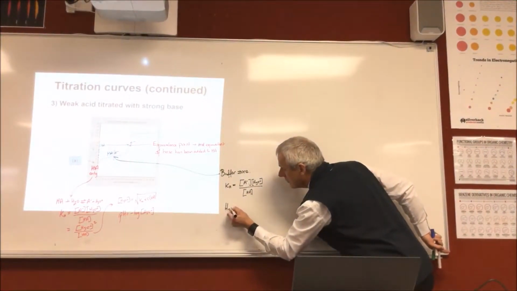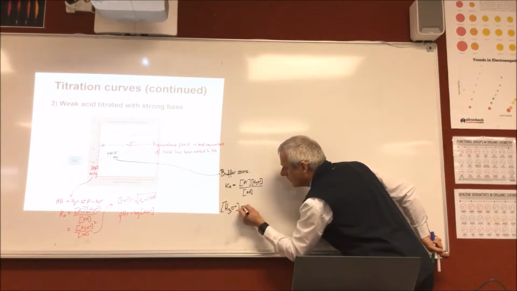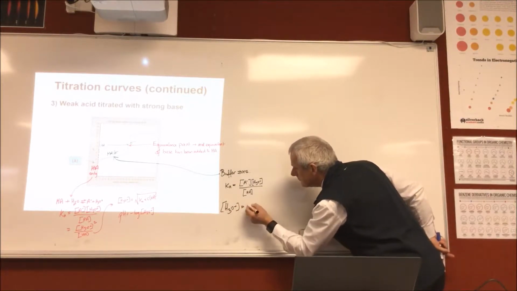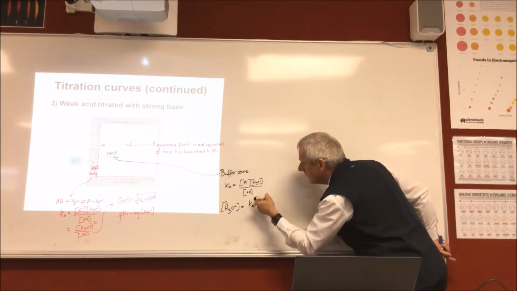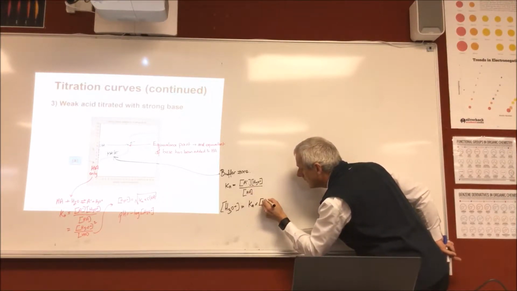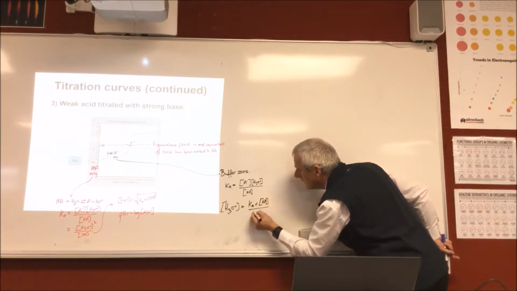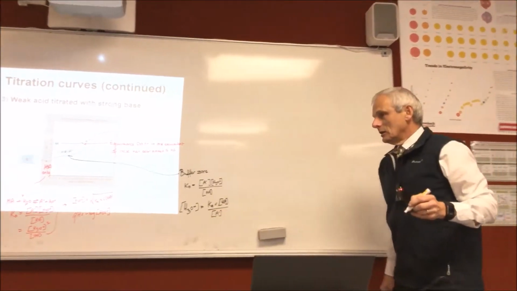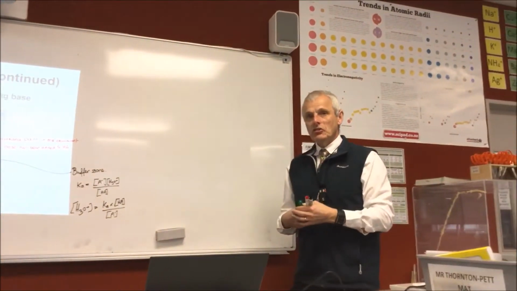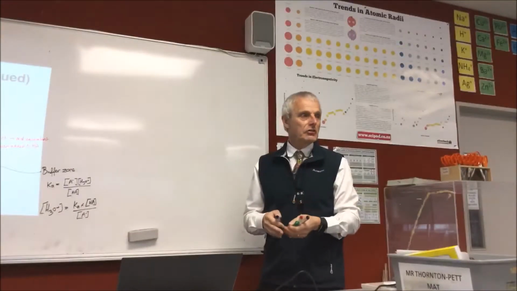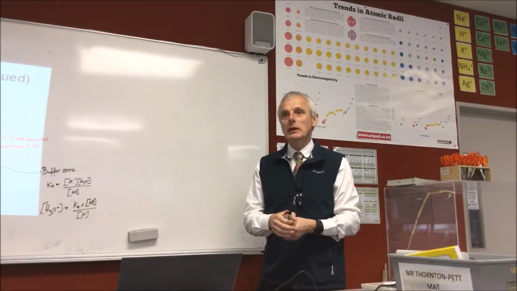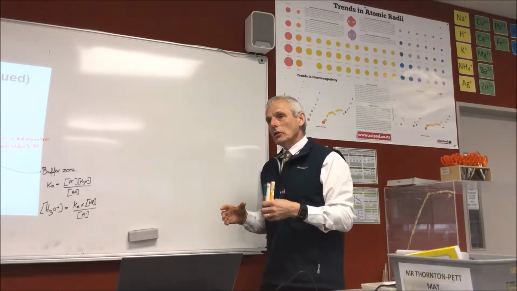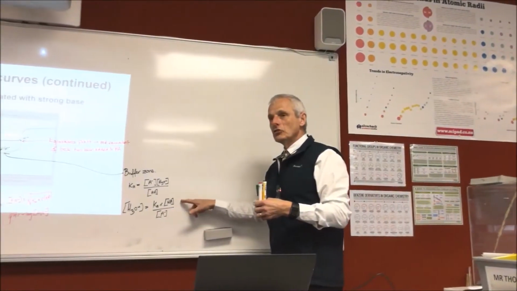So let's rearrange this so that the concentration of H3O plus is there, and we get Ka times HA over A minus. Now we want to make things simple, because we've got to look at points on this curve where we can plot the pH, and we want to keep it simple. The simplest thing is when these two concentrations are the same.